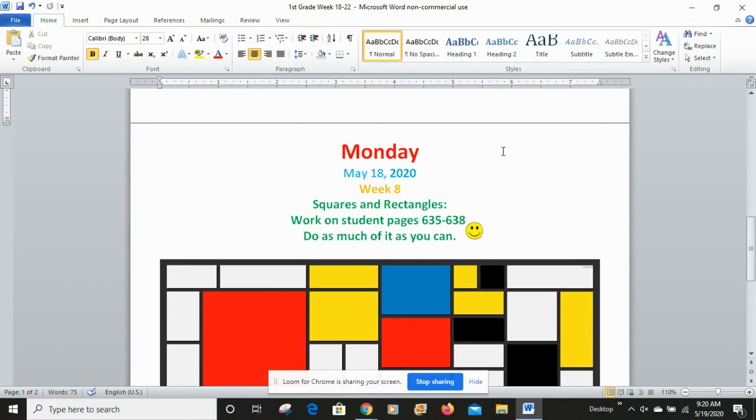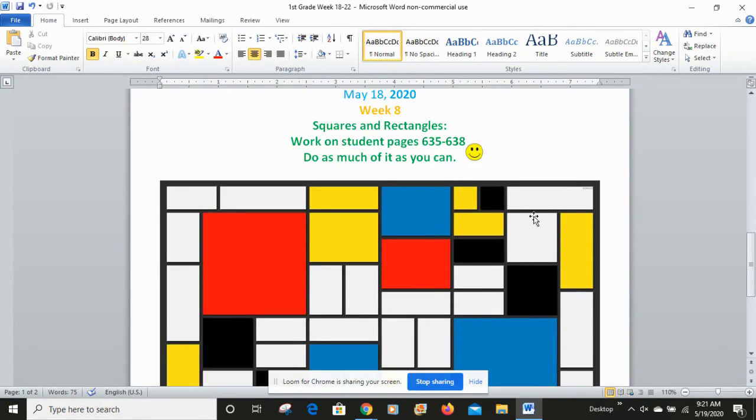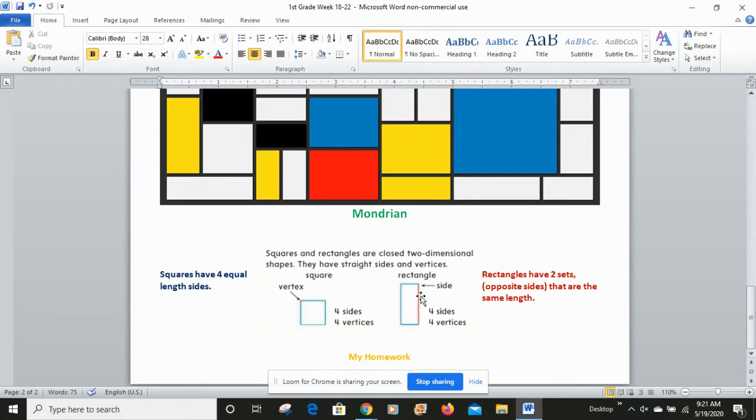If we go back and check, remember Monday's lesson, we were talking about squares and rectangles. And remember, squares have 4 equal sides. It also has 4 corners, and each corner is called a vertex. So since we have 4 of them, we have 4 corners. We call those vertices, 4 vertices. The rectangle also has 4 sides and 4 vertices.